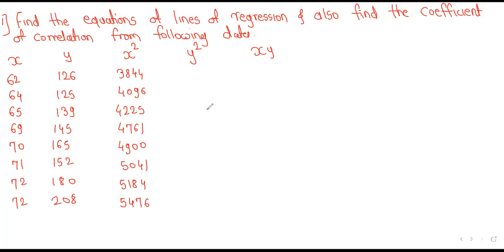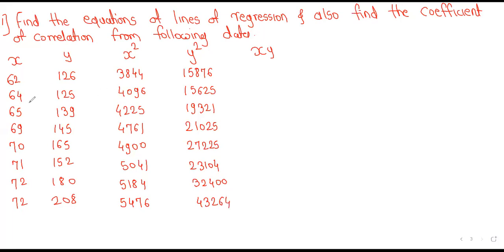Now the square of 126 is 15876, then 15625, 19321, 21025, 27225, 23104, 32400, and the last is 43264.